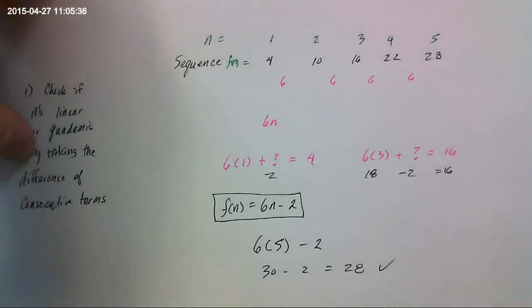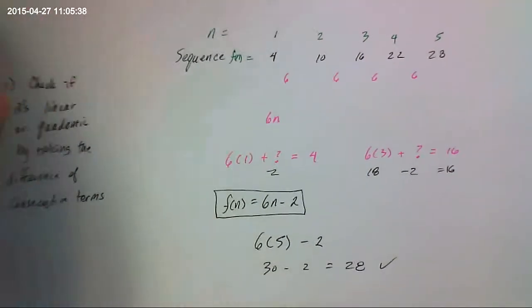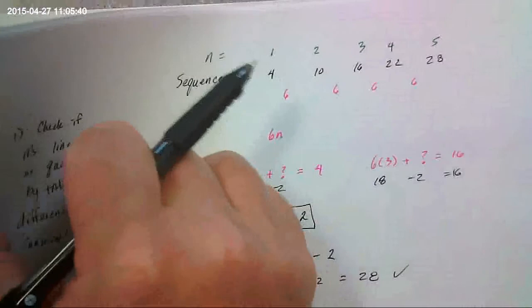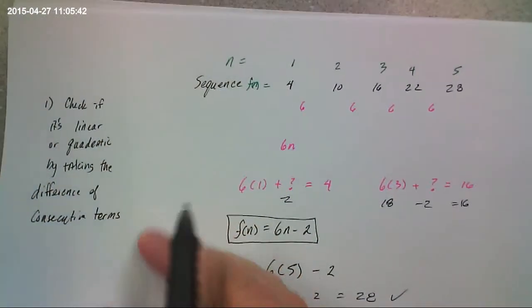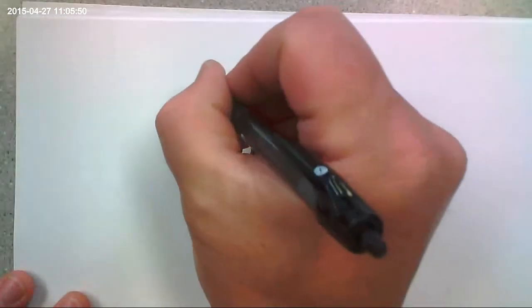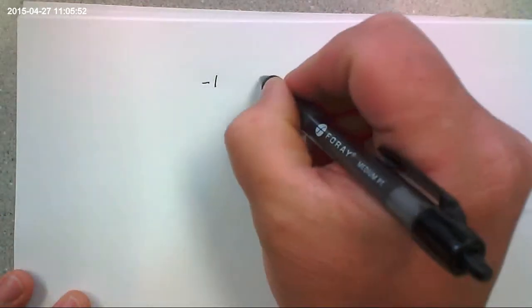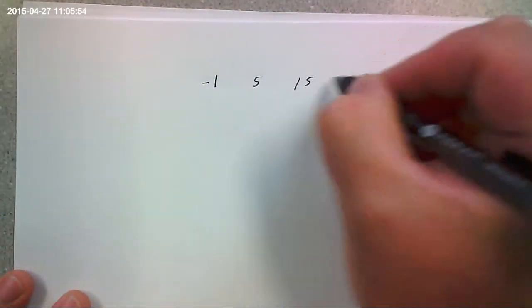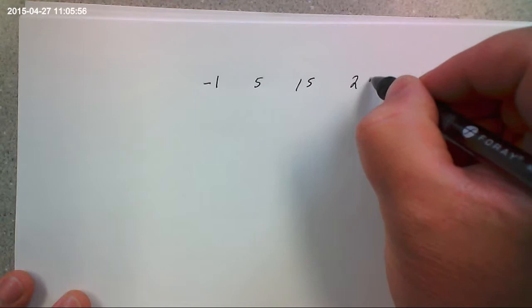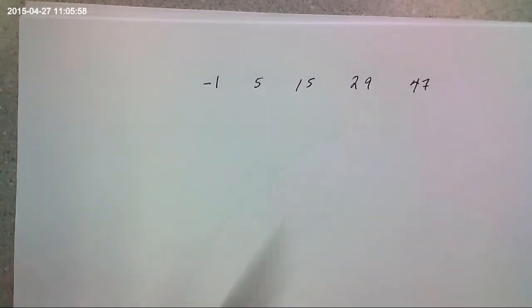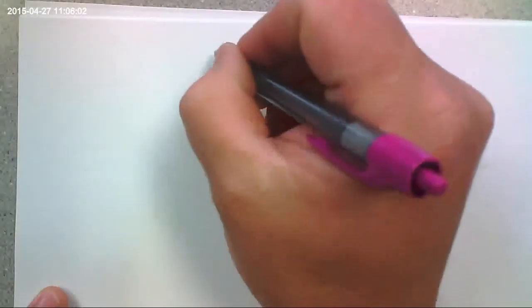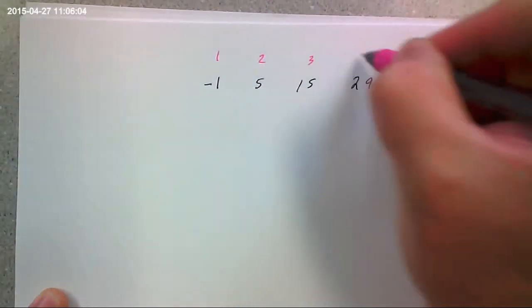Alright, now let's look at a simple quadratic. Papers are stuck together. So let's look at this simple quadratic right here: negative 1, 5, 15, 29, and 47. So I always go in and I add this stuff.